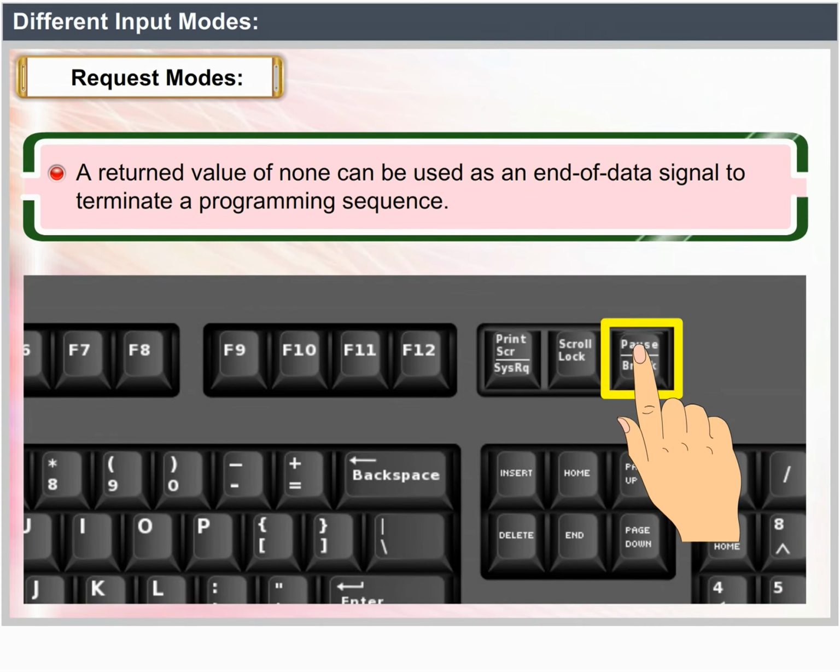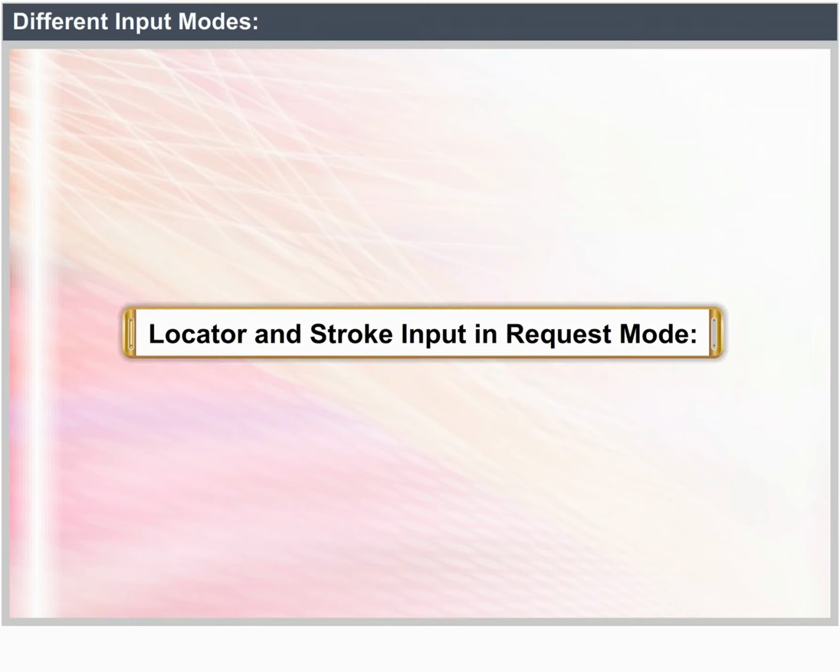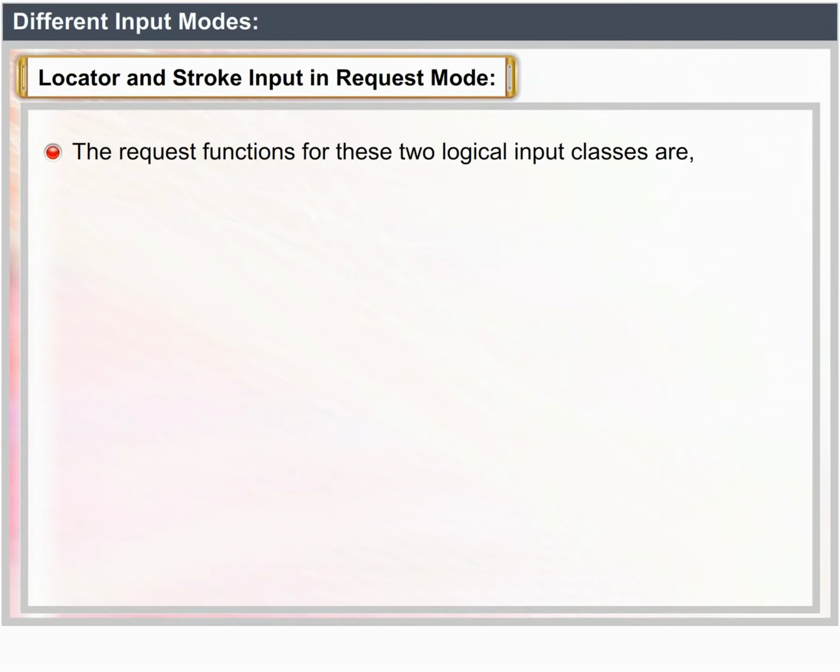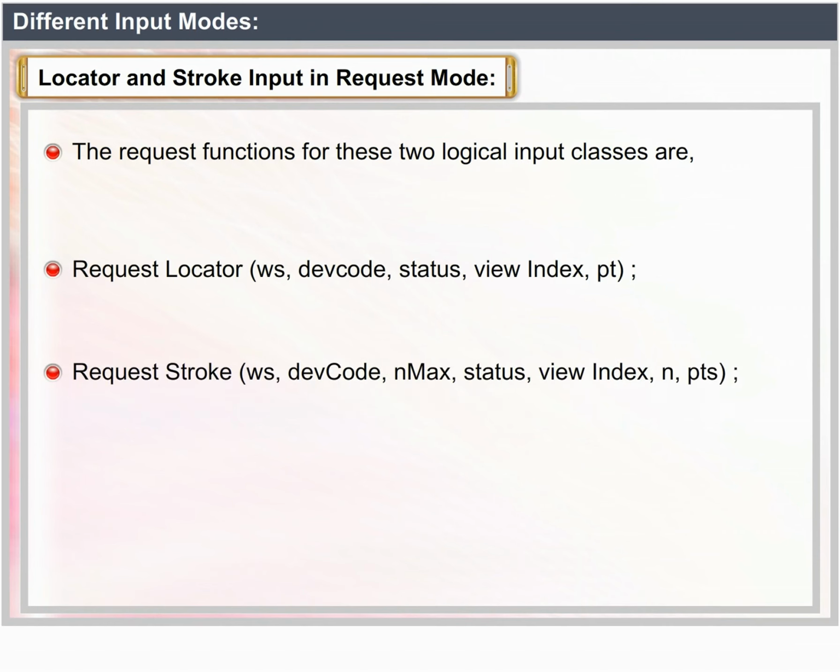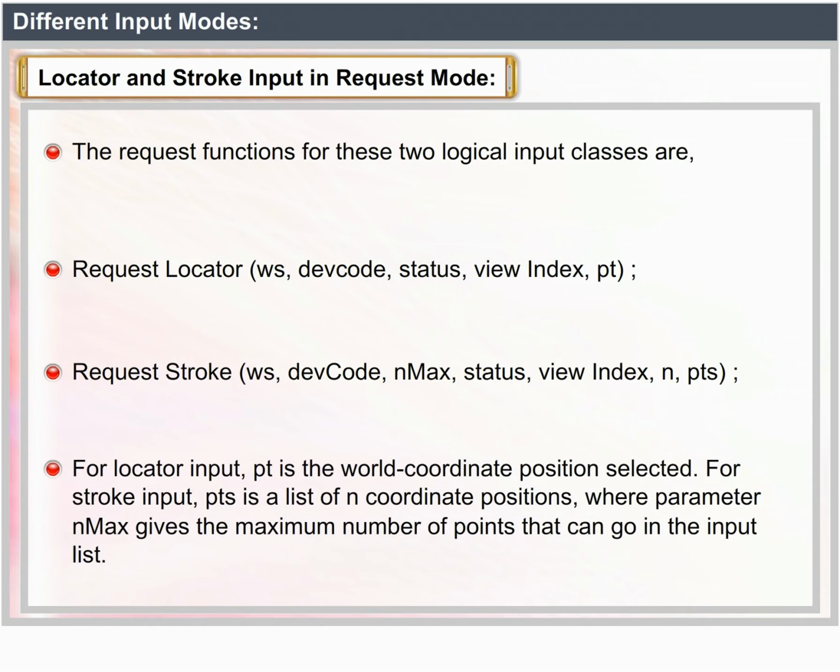Locator and stroke input in request mode. The request functions for these 2 logical input classes are request locator, ws, dev code, status, view index, point. Request stroke, ws, dev code, nmax, status, view index, n, points. For locator input, pt is the world coordinate position selected. For stroke input, pts is a list of n coordinate positions where parameter nmax gives the maximum number of points that can go in the input list.